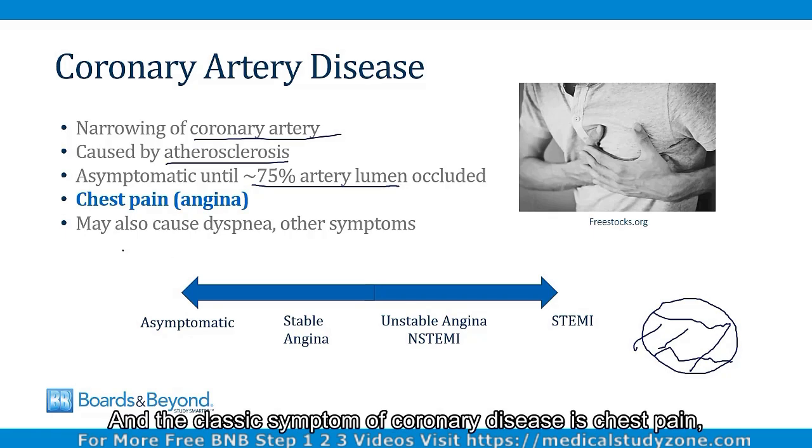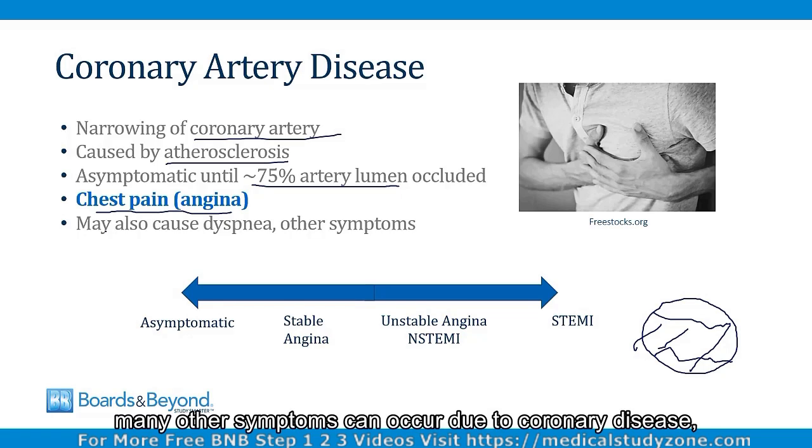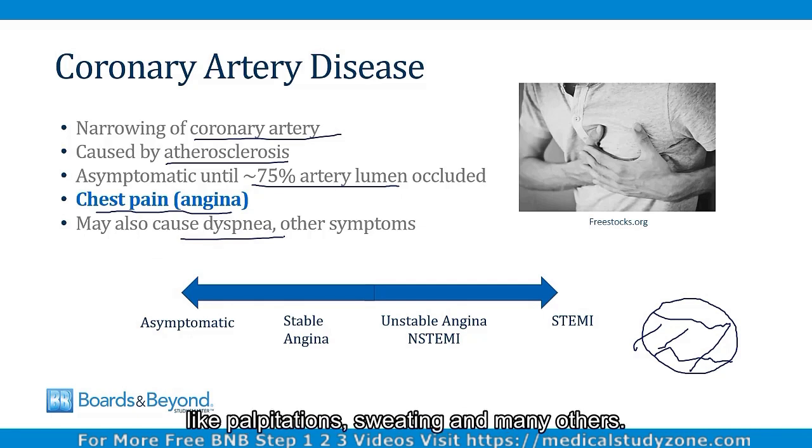And the classic symptom of coronary disease is chest pain, otherwise known as angina. Chest pain associated with coronary disease often occurs with exertion because that's when more blood flow is required for the work of the heart, and it often gets better with rest because at rest less blood flow is required. And in addition to chest pain, many other symptoms can occur due to coronary disease, especially dyspnea, but you can read about other symptoms like palpitations, sweating, and many others.